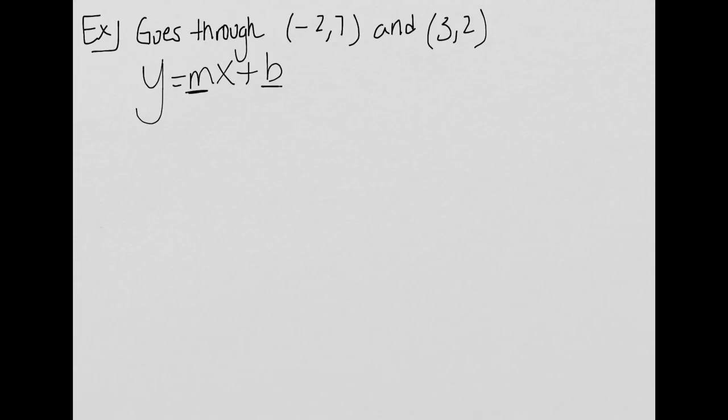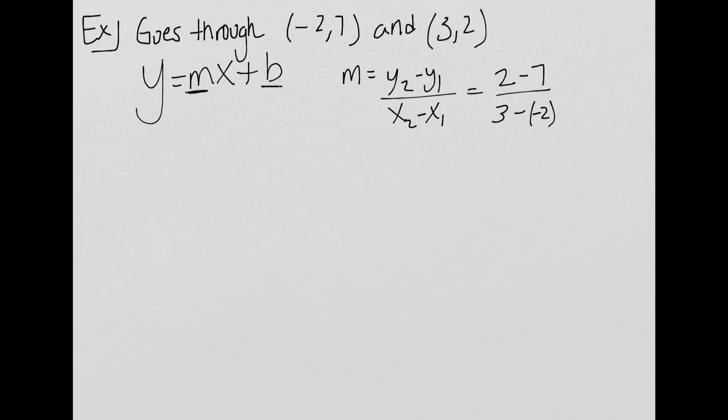Well, this is just like the last problem, except they didn't explicitly say, here is m. So we just need to go find m, and remember that's with the slope formula: y2 minus y1 over x2 minus x1. So let's do that. We've got 2 minus 7 on top, and we've got 3 minus a -2 on bottom. So this is -5 over +5, because this turns into plus. So this slope is -1.